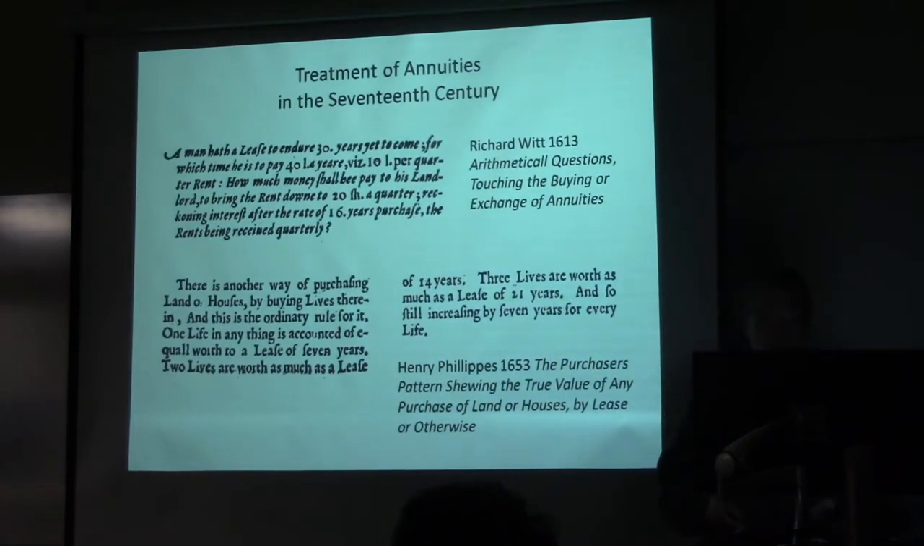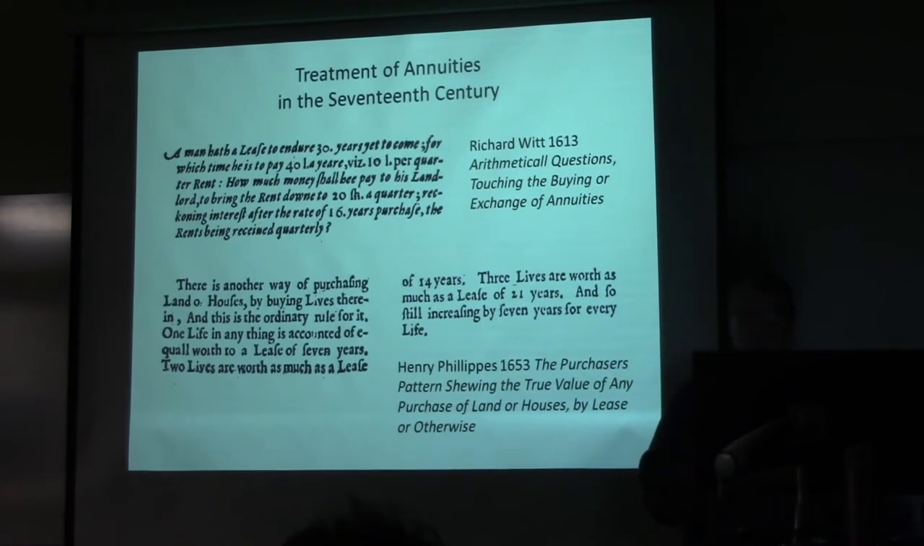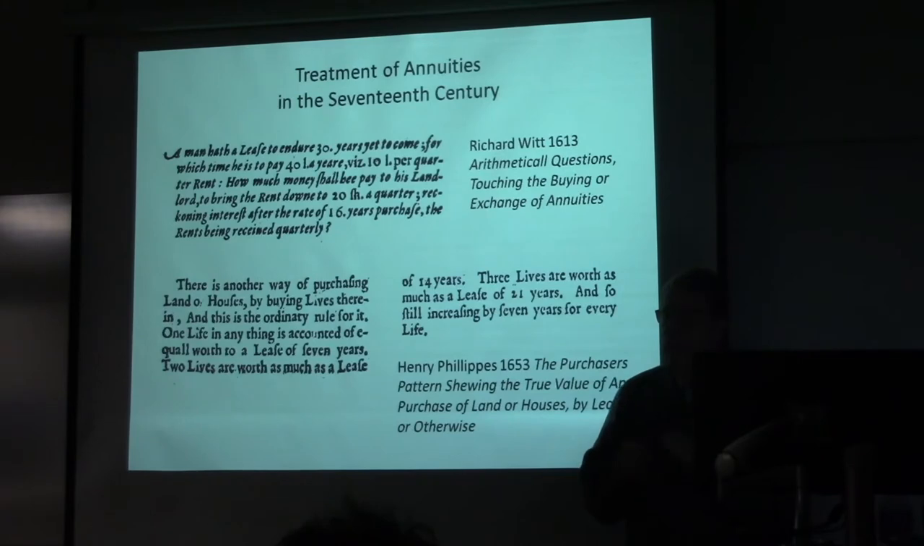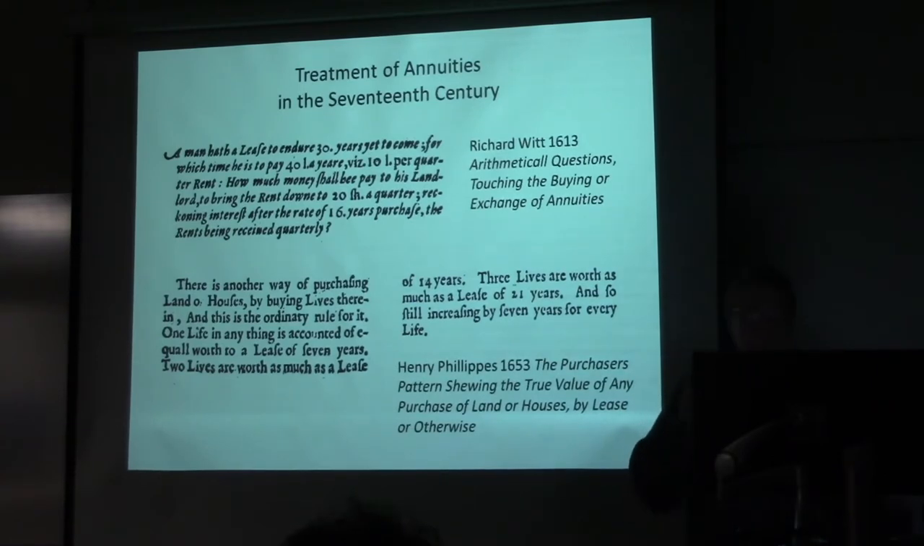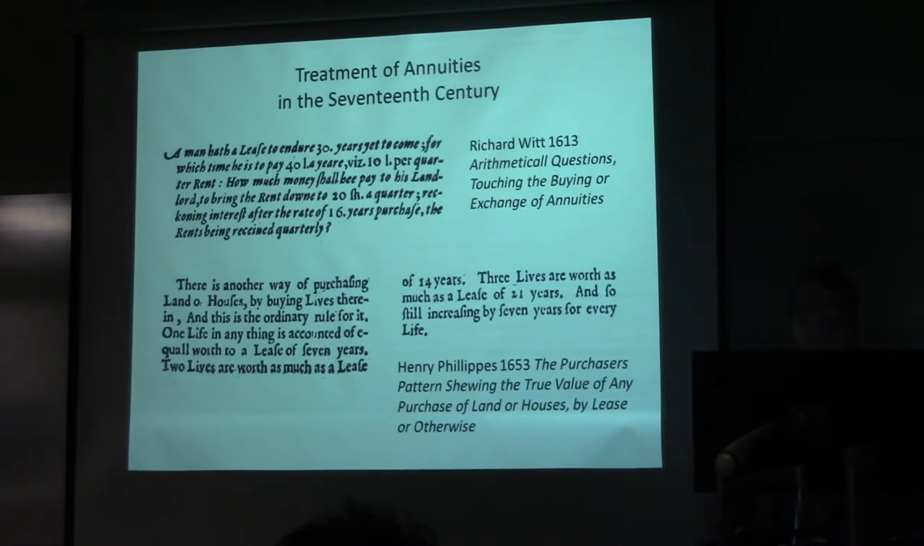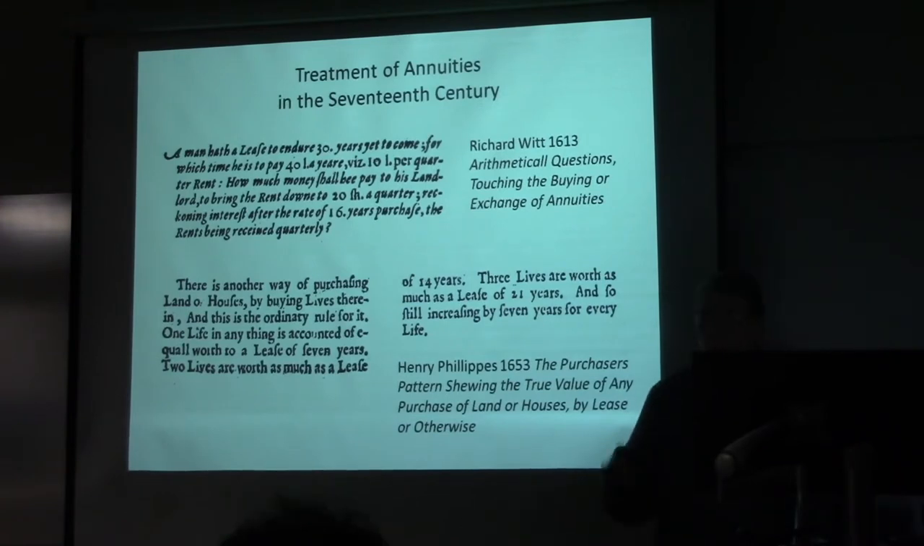So, first thing to do is to look at annuities prior to the 18th century. These mathematicians were working on these problems in the 18th century, so what was happening prior to that? So we have at the top, 1613, a man has a lease that goes for 30 years yet to come, for which time he is to pay £40 a year, £10 per quarter rent. How much money shall he pay to his landlord to bring the rent down to 20 shillings a quarter, reckoning interest at 16 years purchase? So 16 years purchase is, I think, 1/16 for the interest rate. So that's a typical annuity that's coming in, which is rent on land.